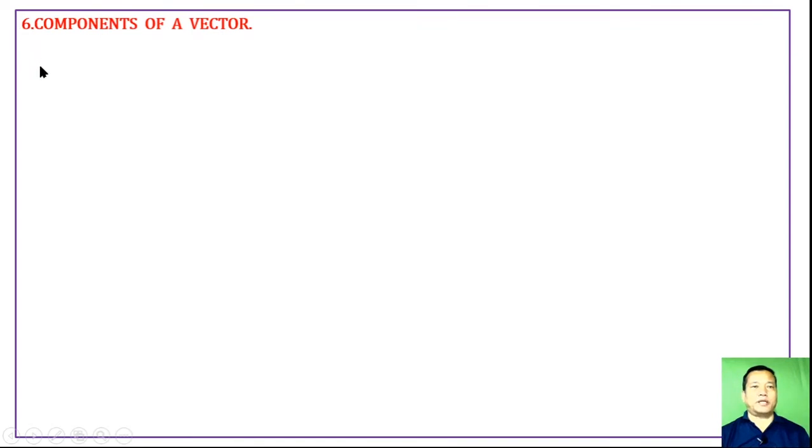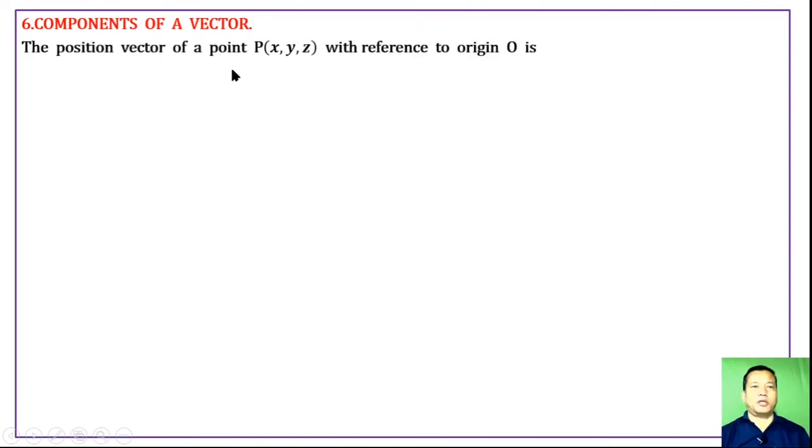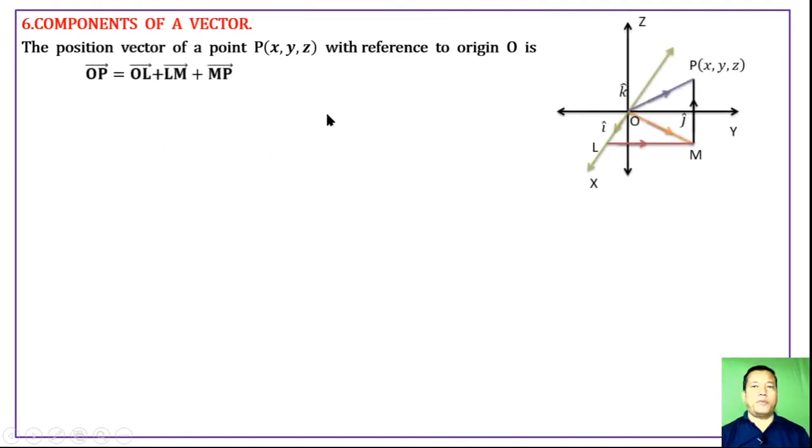Components of a vector. The position vector of a point P whose coordinates are x, y, z with reference to origin O is OP vector. As in this picture, P have a point number space the coordinates in x, y, z. Asang basina x axis, nisina y axis, up and down sina z axis.